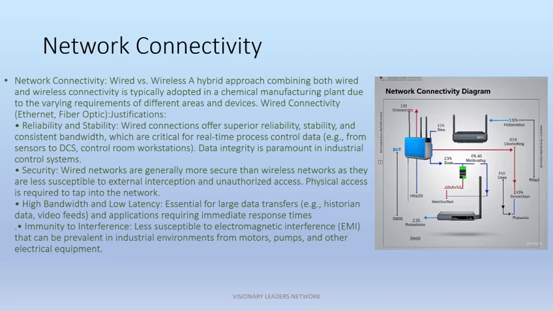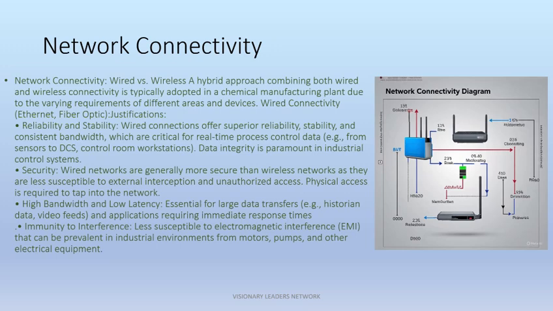And then we have reliability and stability. Wired connections offer superior reliability, stability, and consistent bandwidth, which are critical for real-time process control data. Then security: wired networks are generally more secure than wireless networks as they are less susceptible to external interception and unauthorized access. They have high bandwidth and low latency, essential for large data transfers and applications requiring immediate response times. Then our last point here is immunity to interference.